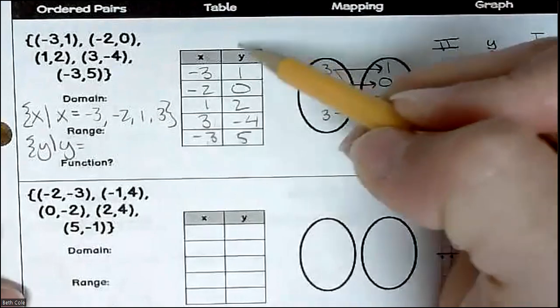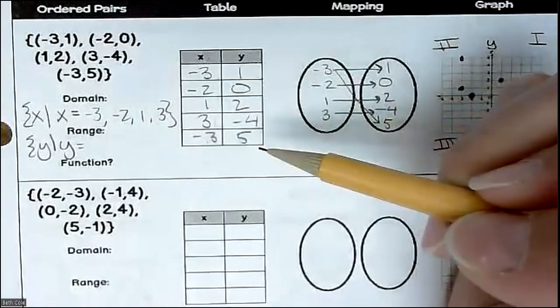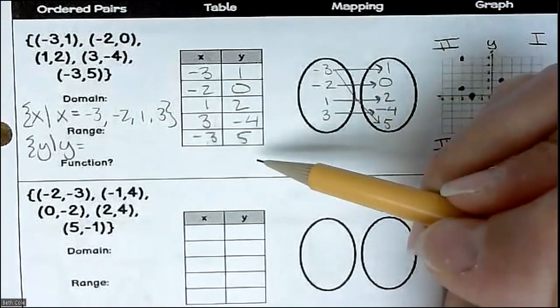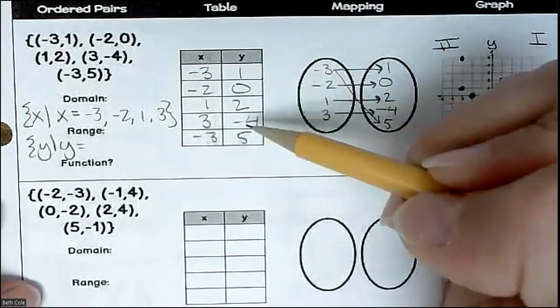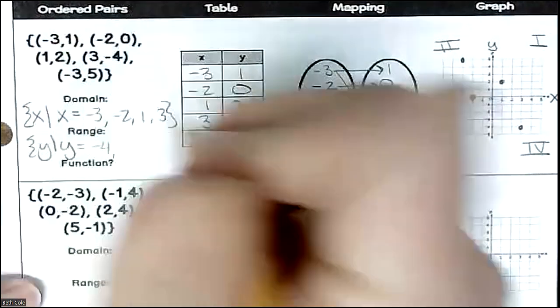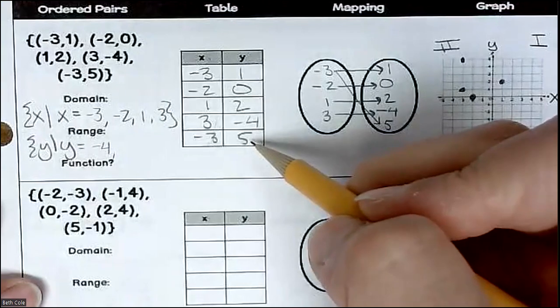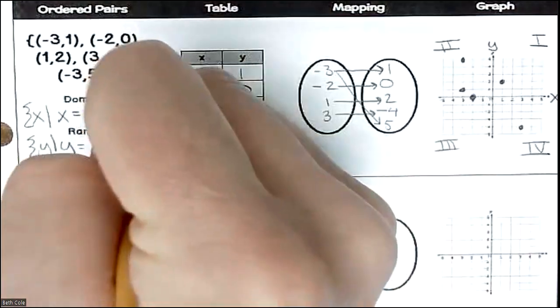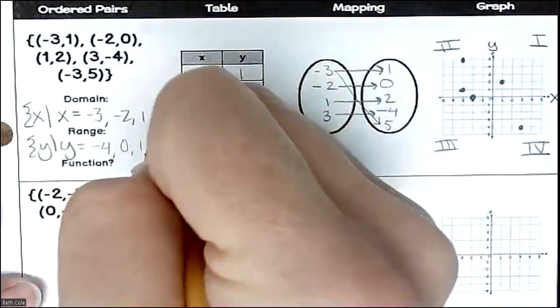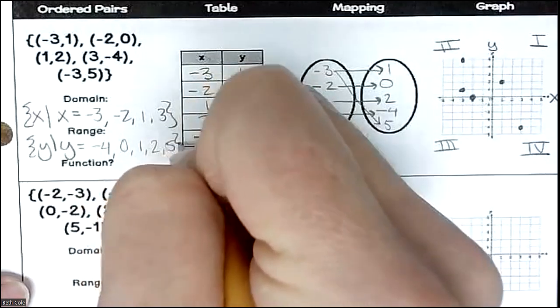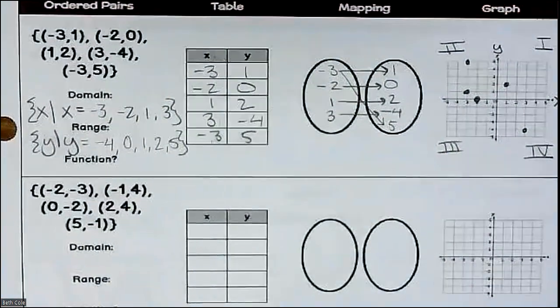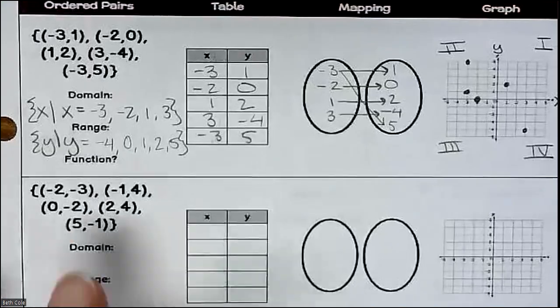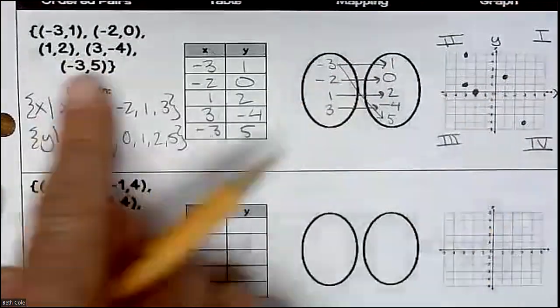So look at your y numbers on the table. What's the smallest one? You want to do them smallest to biggest. -4 is the smallest, then comma 0, good, and then 1, 2, 5. For the sake of time, I'm going to skip this second one because it's exactly like this.